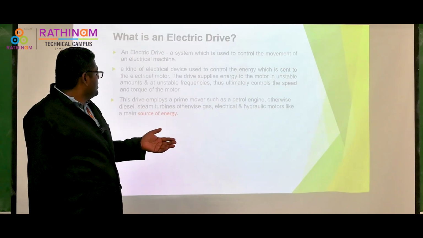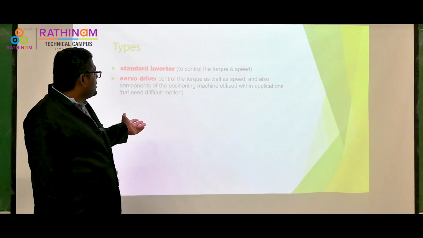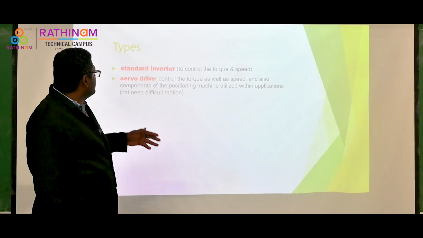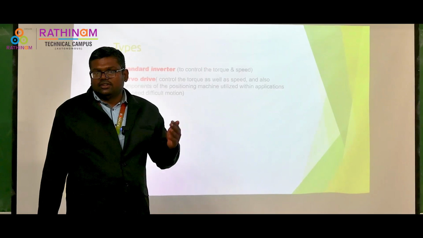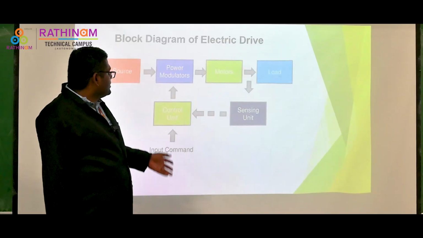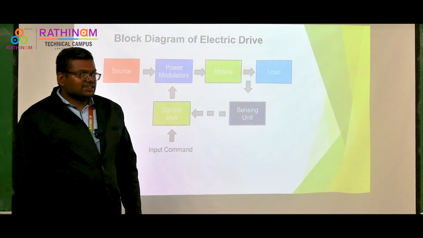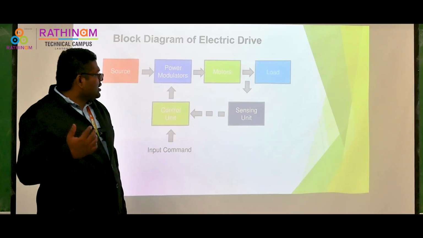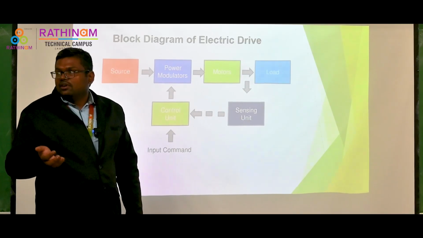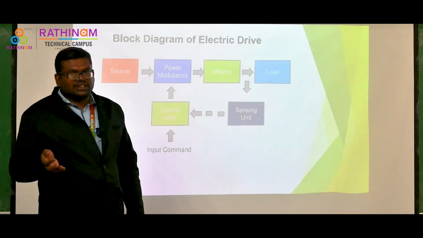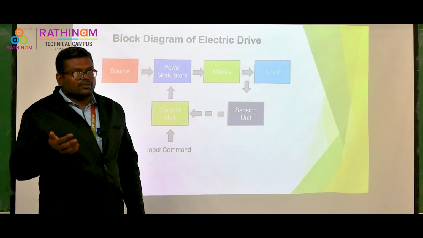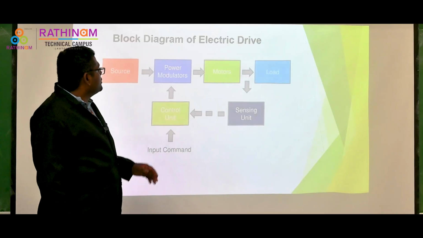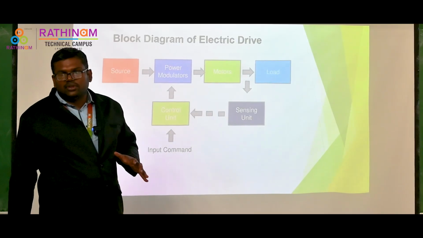So here there are two types of drives which are operated on inverter. The inverter type is used to control the torque and speed, and then the servo drive. The servo drive is used to operate on various standards like pressure, temperature, voltage and current, etc. So this is the block diagram of the drive.